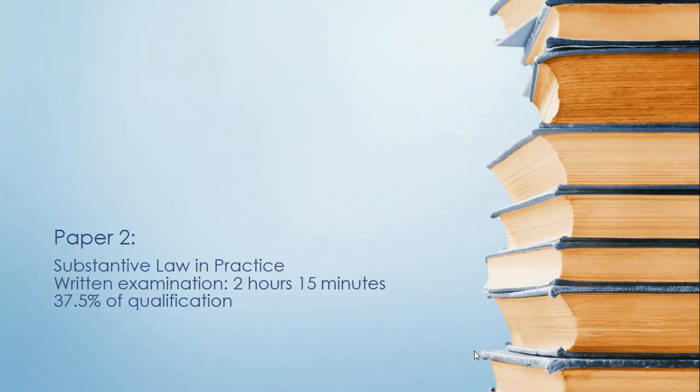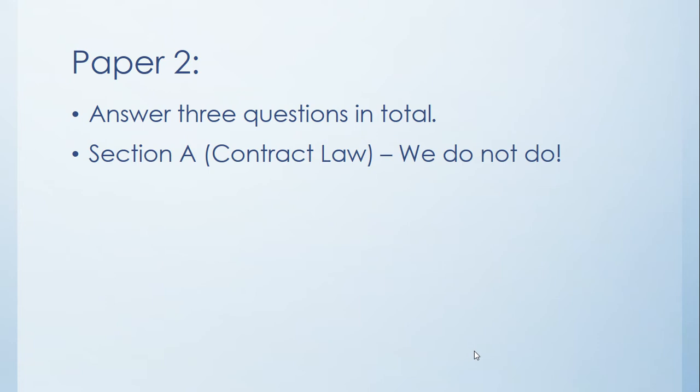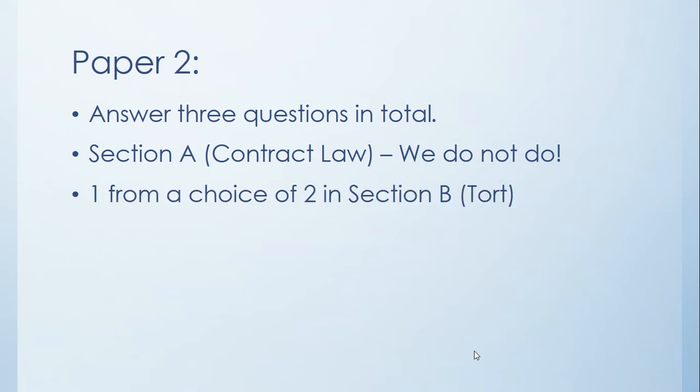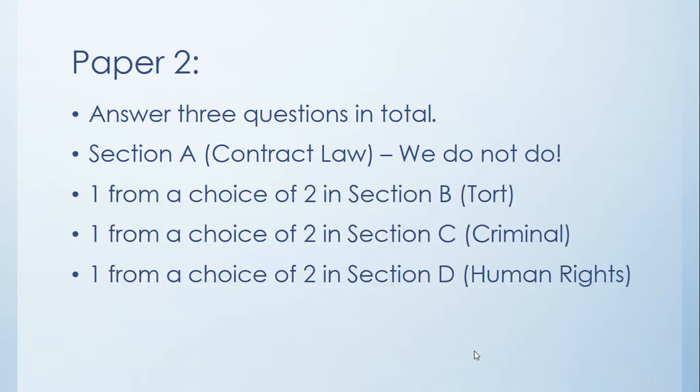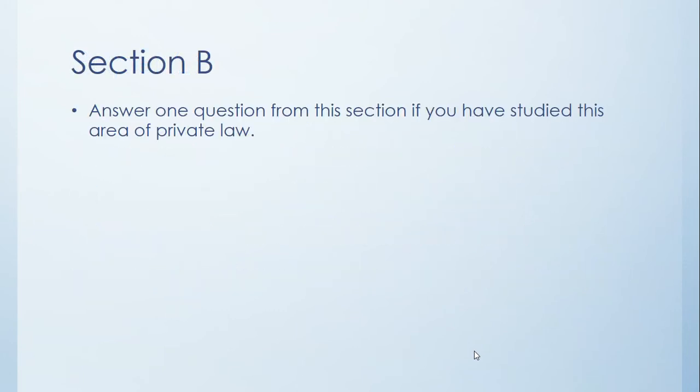Okay, paper 2, this is the scenario-based question, which we've looked at previously, but you're going to answer 3 questions in total. Now, those 3 questions will come from section A, section B, section C, or section D. We do not do contract law, so you do not need to worry about section A. You'll go straight to section B, and you will choose 1 from a choice of 2 in B, 1 from section C, and 1 from section D. And so section B, you'll answer 1 question from each section you've studied in the area of private law.